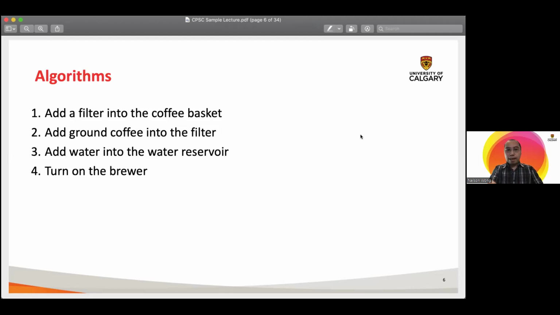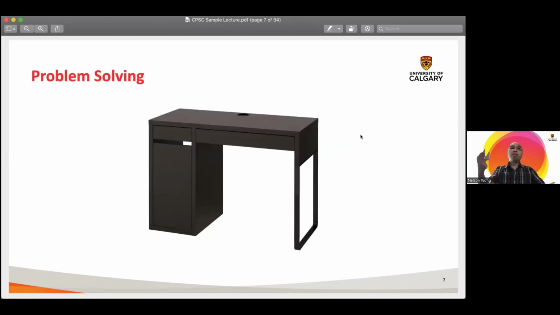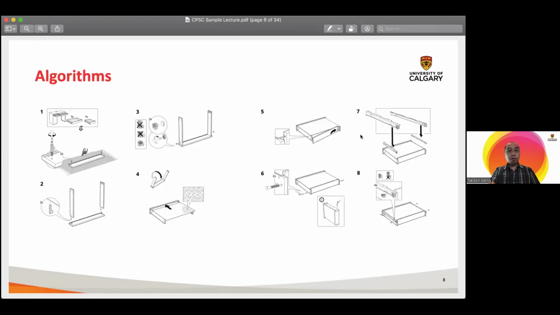Now we have another problem: building some furniture. How do we build a desk? Well, we follow some diagrams, okay? Step by step instructions. This is another way to show algorithms, to represent ways to do something, to solve some problems, all right?